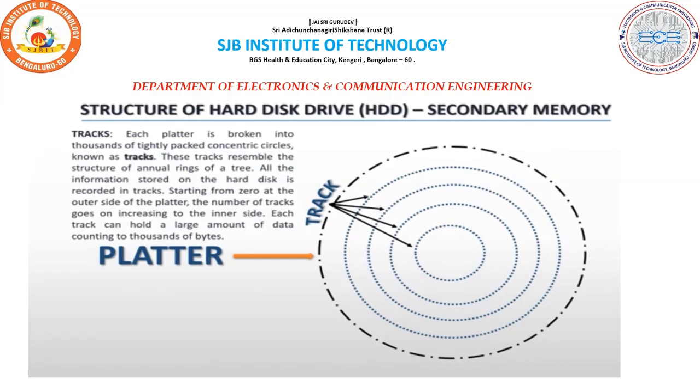Structure of the secondary memory: each platter is broken into 1,000 tightly packed concentric circles known as tracks, and these tracks resemble the structure of the annual rings of a tree. All the information stored on the hard disk is recorded in the tracks, starting from 0 at the outer side of the platter, and the number of tracks goes on increasing toward the inner side, and each track can hold a large amount of data counting through thousands of bytes.